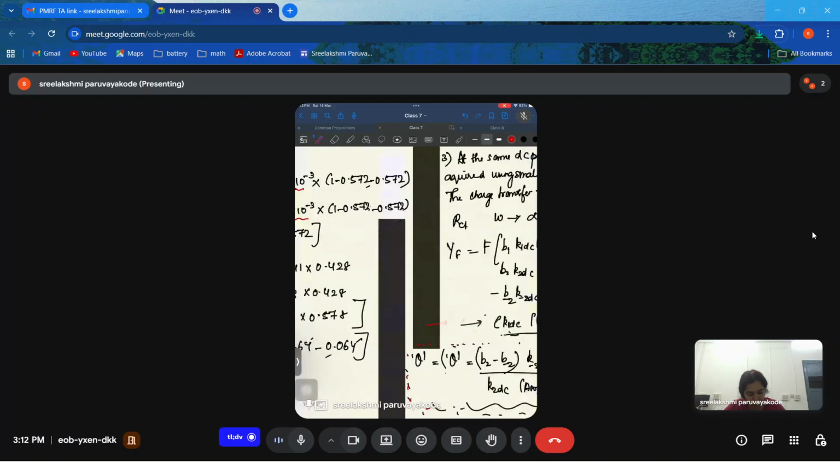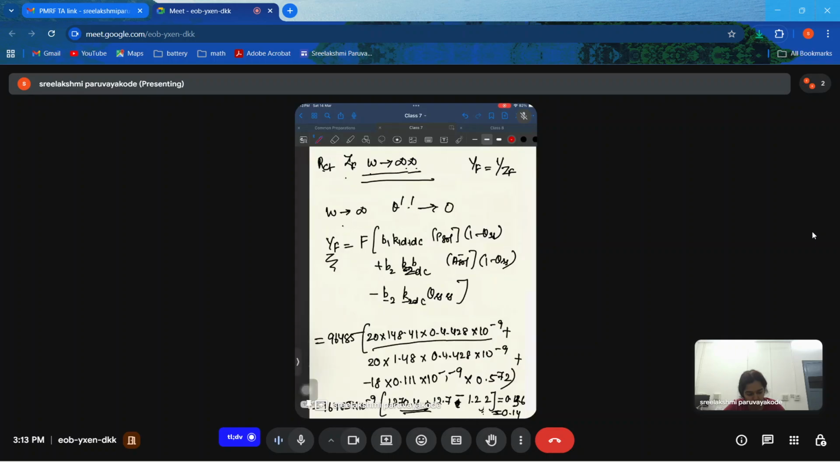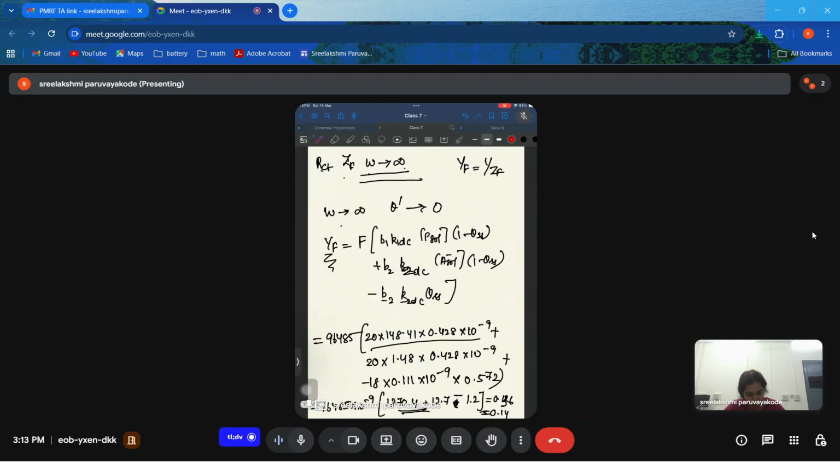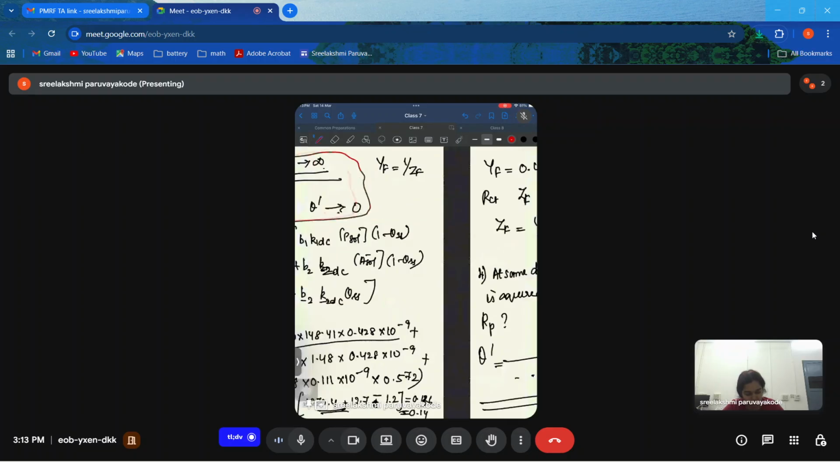Then something important that we saw over here was, what is RP and RCT? RCT is when omega tends to infinity. How do you simplify it? That is, omega tends to infinity, so that entire term becomes 0, theta dash 0. This is the important thing for the EEAM mechanism. This is how it comes.